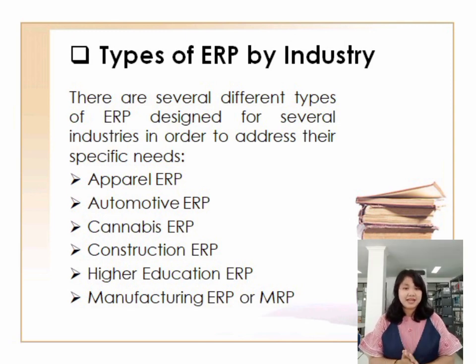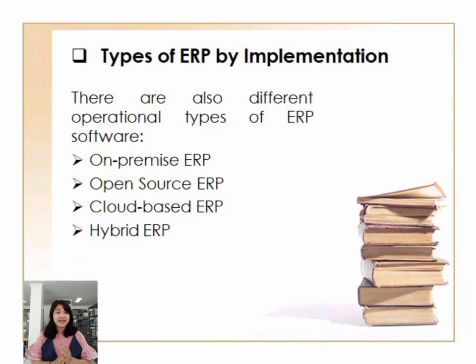Types of ERP by industry. There are several different types of ERP designed for several industries in order to address their specific needs. 1. Apparel ERP, 2. Automotive ERP, 3. Cannabis ERP, 4. Construction ERP, 5. Higher education ERP, and the last, manufacturing ERP or MRP.